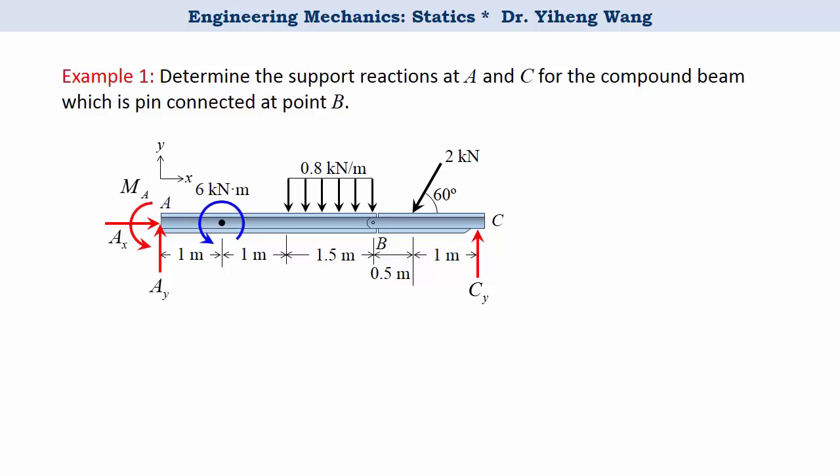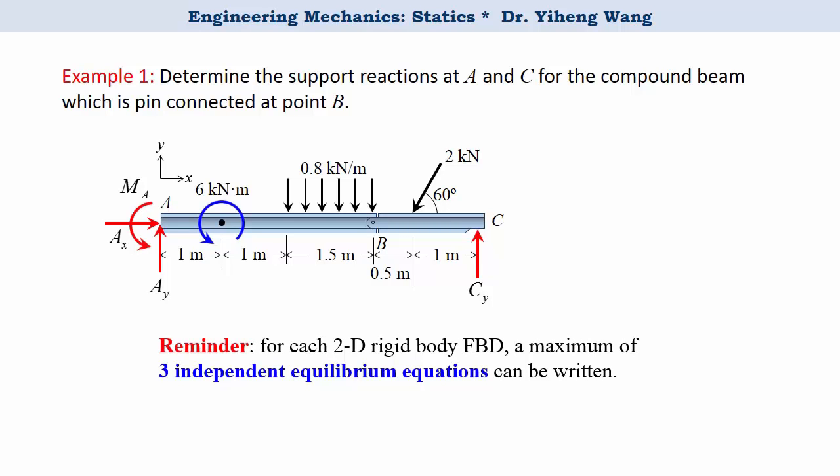Now, before we try to write equilibrium equations so we can solve for the unknowns, let's remind ourselves that we have learned for each two-dimensional rigid body free body diagram, we can only write a maximum of three independent equilibrium equations. But we have four unknowns here. Therefore, we do not have enough equations to solve for all of these four unknowns. So in order to solve this problem, we need to draw separate free body diagrams for members AB and BC.